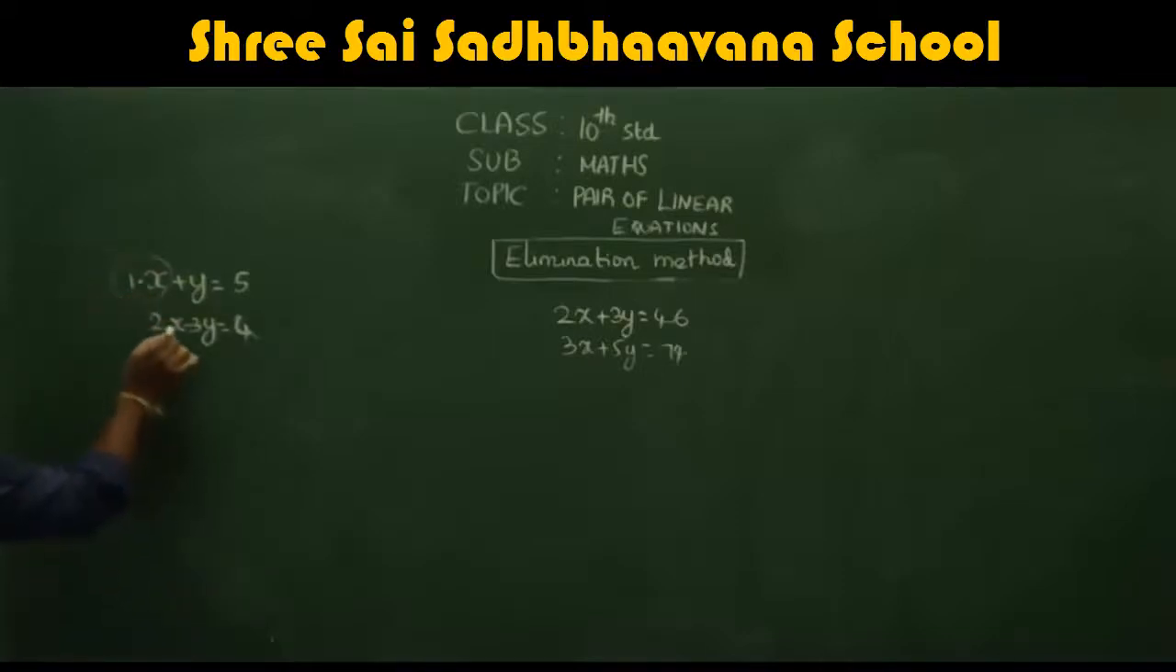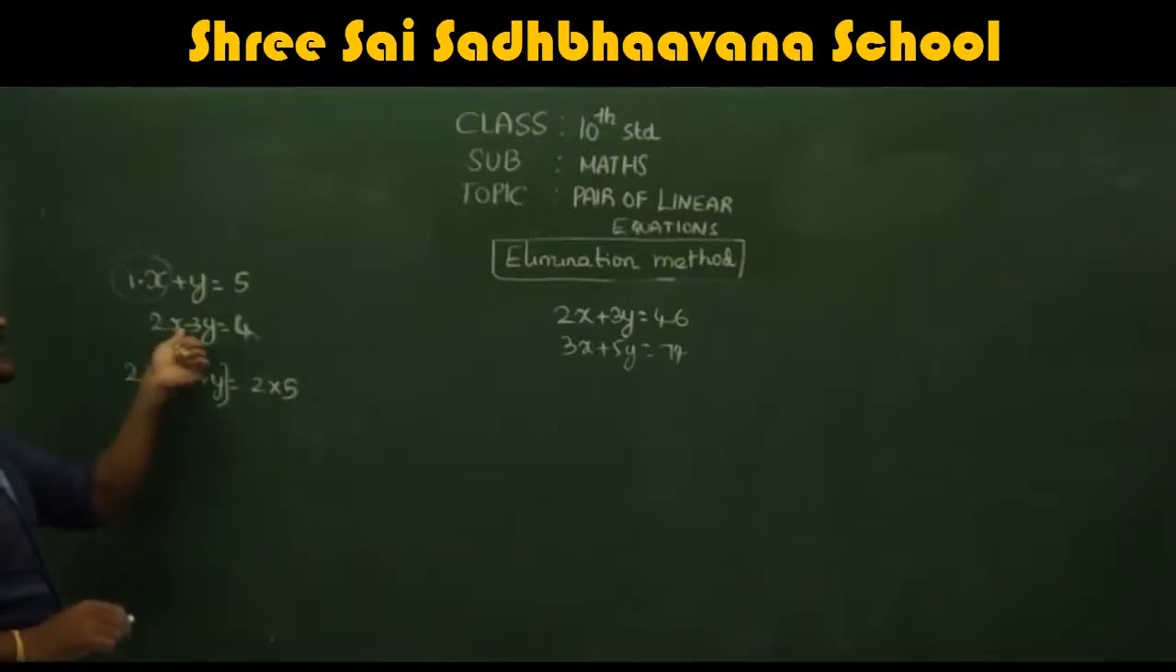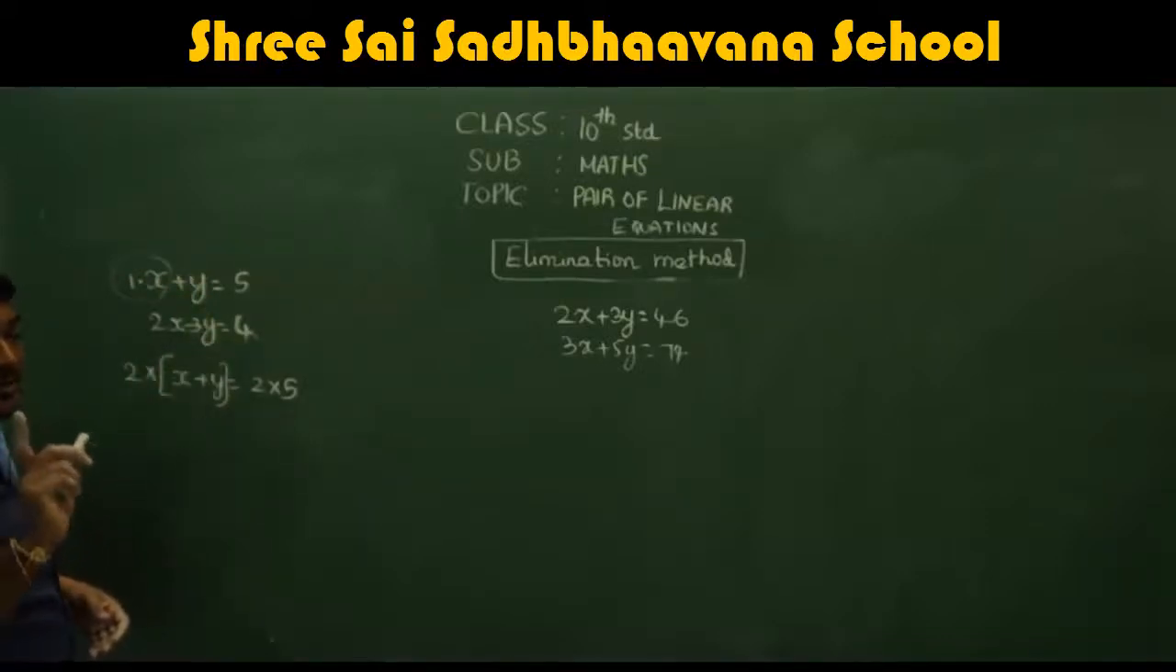So what is the x coefficient here? 2. So let me multiply the first equation by 2 on both the sides. Why am I multiplying only with 2? Because the second equation's x coefficient is 2. That's the only reason. That is why I am multiplying with that number on both the sides. Do this on both the sides, not only one side.